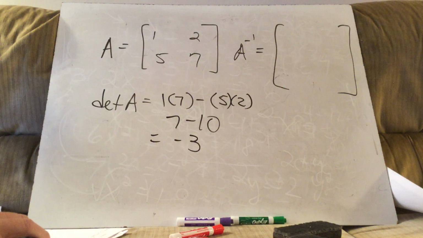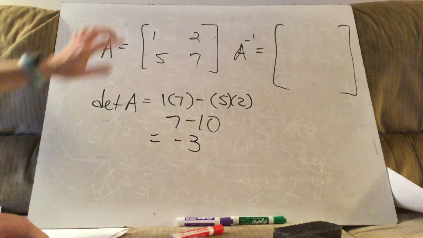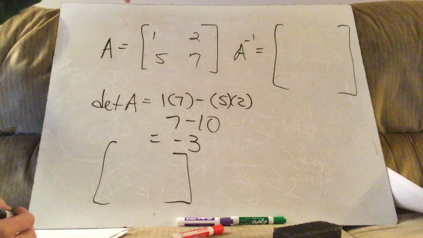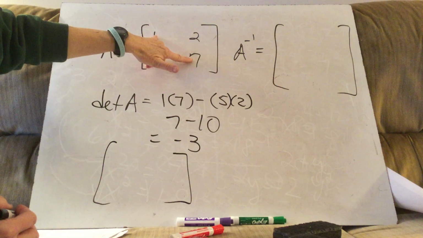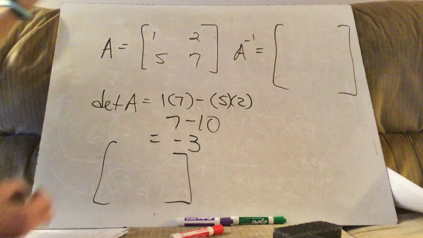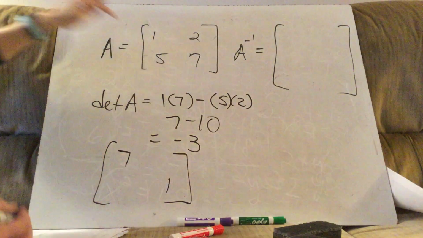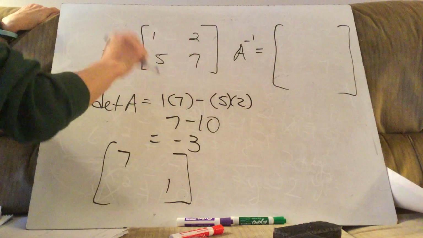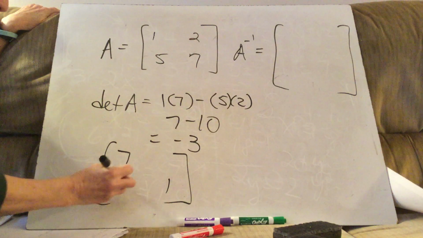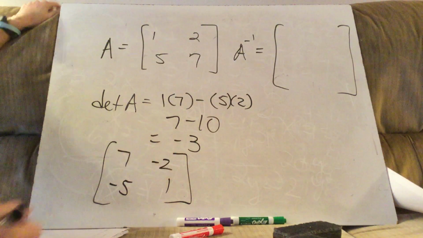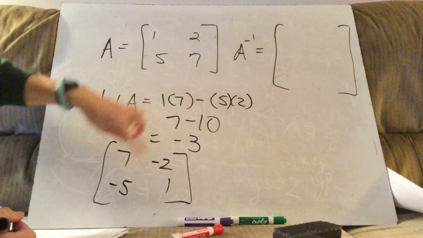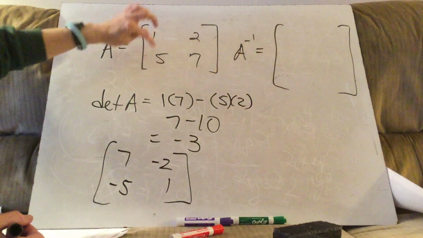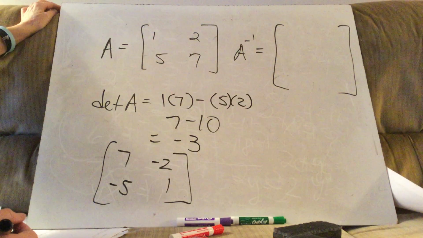Step 2 is we're simply going to make a new matrix by taking these two numbers right here that I'm pointing at, and switching them. So the 7 and the 1 switch places, and the 5 and the 2 both become negative. Since these are positive numbers, they become negative. If they were negative numbers, they would become positive. These two numbers simply get their signs changed.